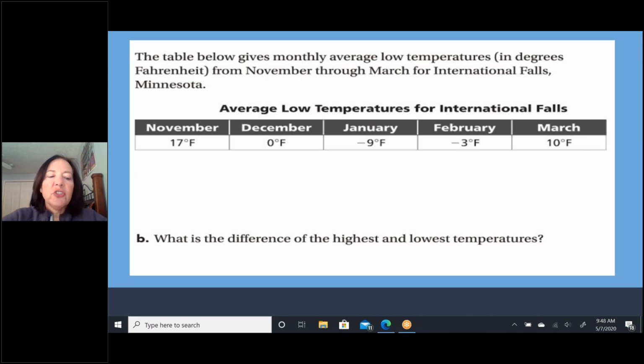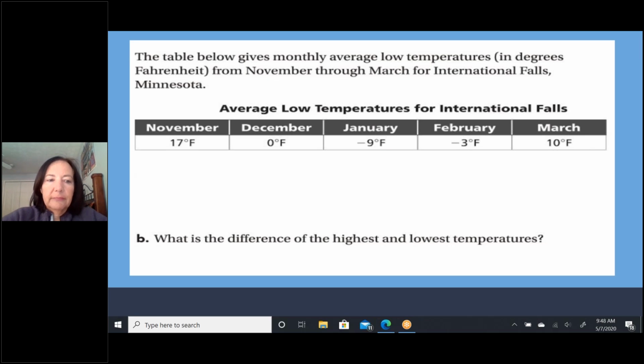What was the number sentence that you wrote? Okay, so what I did was the table below gives a monthly average low temperatures. So I added all of them together, which I got 15. Oh, the average. Oh, wait a minute. Okay. So actually, we're answering this problem. So they want us to write a difference problem, which is subtraction of the highest and the lowest on the chart. So this one's not the mean or the average. This is a different problem.